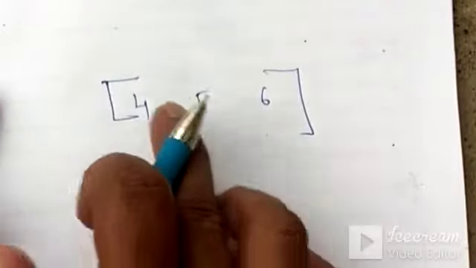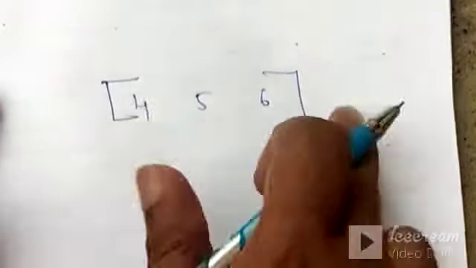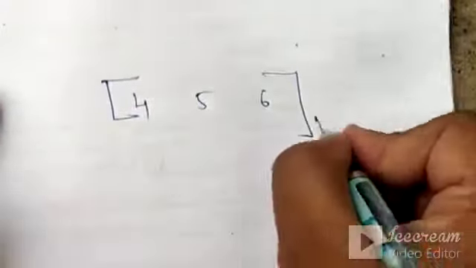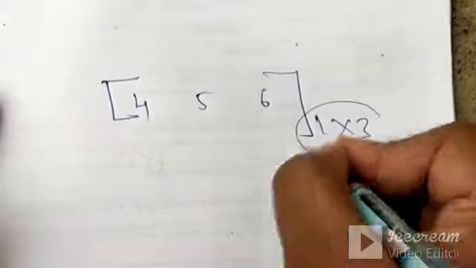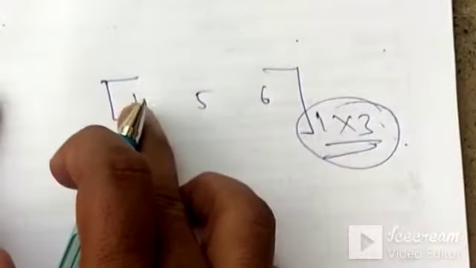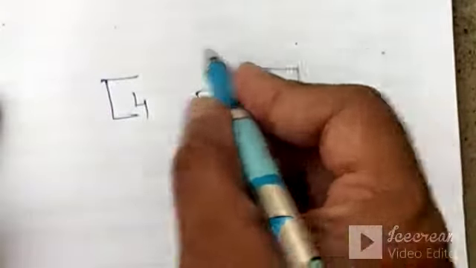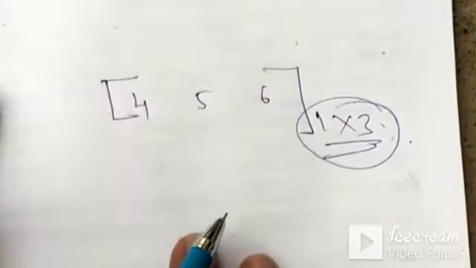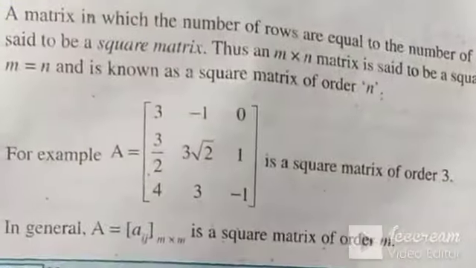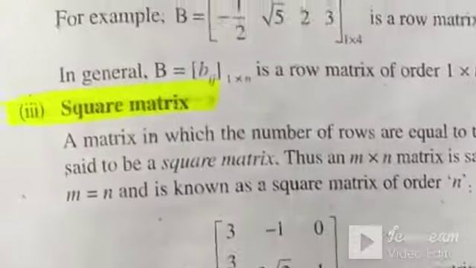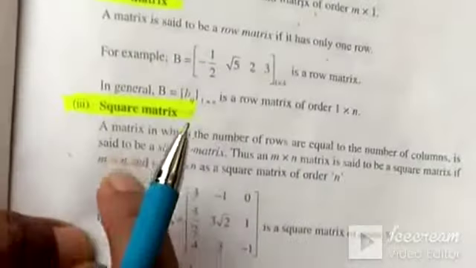So in this matrix we have 3 columns but 1 row. 1 by 3. Order is 1 by 3. 3 columns but 1 row. A matrix that has only one row, we call row matrix. A matrix that has only one column, we call column matrix. So next one is a square matrix. So this is very important and interesting. Square matrix.